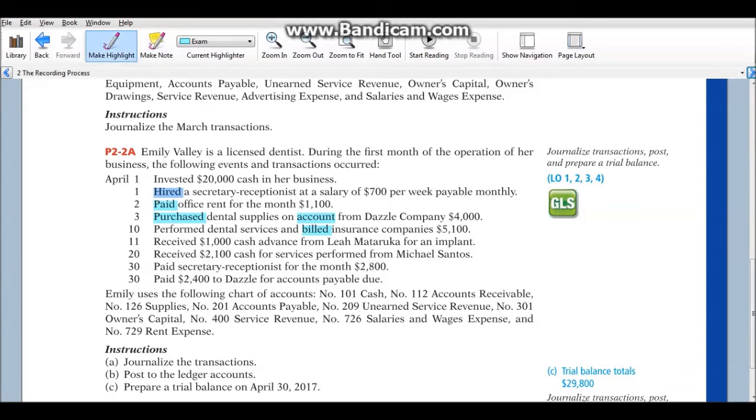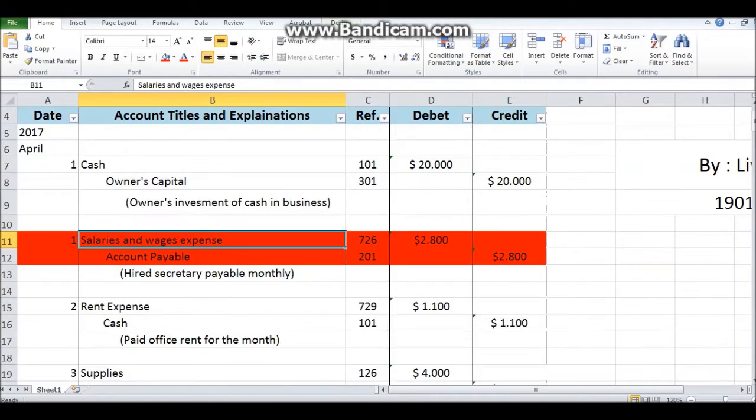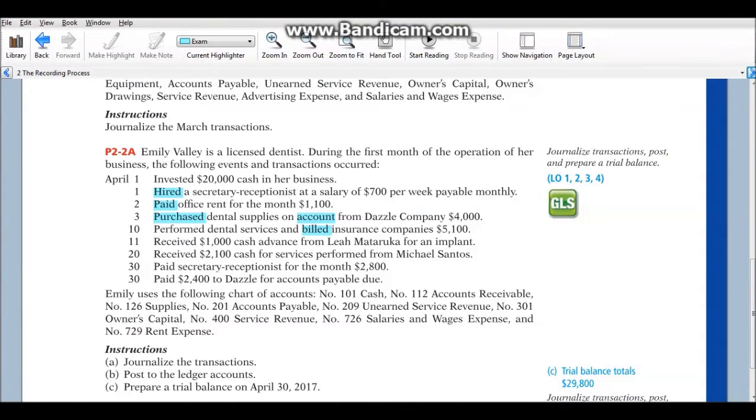The second transaction is a bit tricky in that you need to look at whether or not the company is doing an economic event. It says that they hired a secretary receptionist at a salary of 700. If you recall, I gave an example of hiring people, which is not an accounting transaction, so probably you might need to avoid this. So you don't need to make any journal entry for hiring people. Okay, that's what I advise to you.